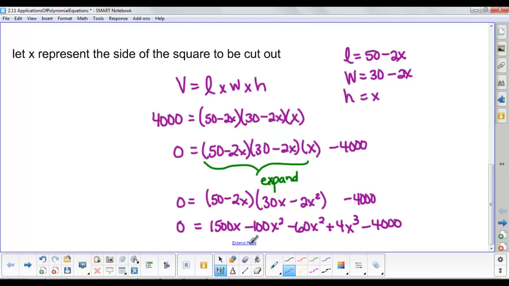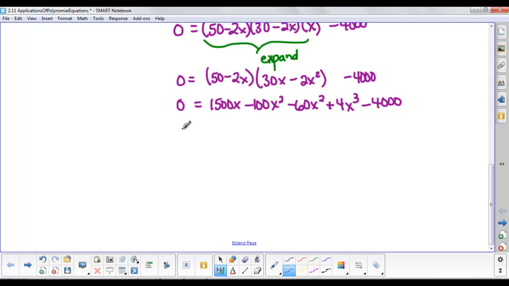So it's really important at this point that we collect like terms and write our statement in descending order of exponents. So I'll start with the 4x cubed, and then I'm going to collect our x squareds. So we have negative 100x squared and minus 60x squared, giving us negative 160x squared. We have 1500x and no other x's, so just 1500x. And then finally our constant, minus 4,000.